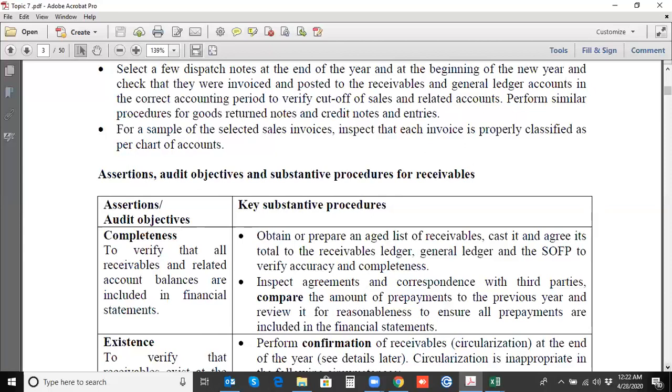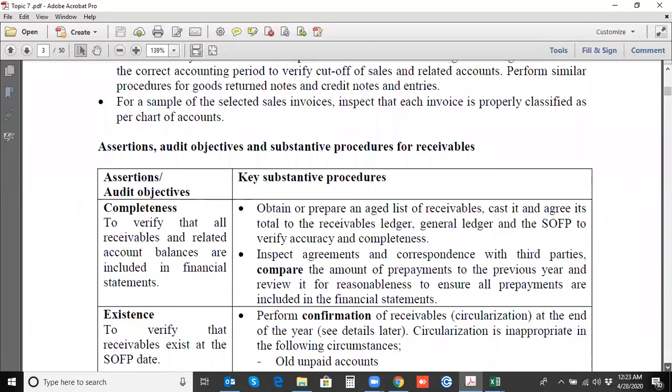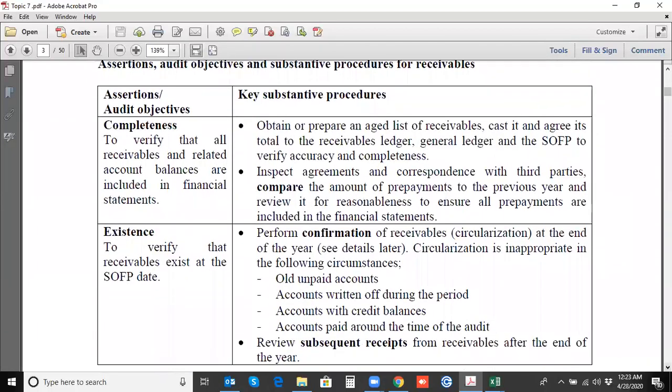And of course, they've got to have supporting documents, maybe agreements or correspondences from these third parties that you're dealing with in your business. Then when it comes to existence, you're basically trying to ensure that these assets that you have in the financial statements are actually existing, or these receivables that you have in your financial statements are actually existing.